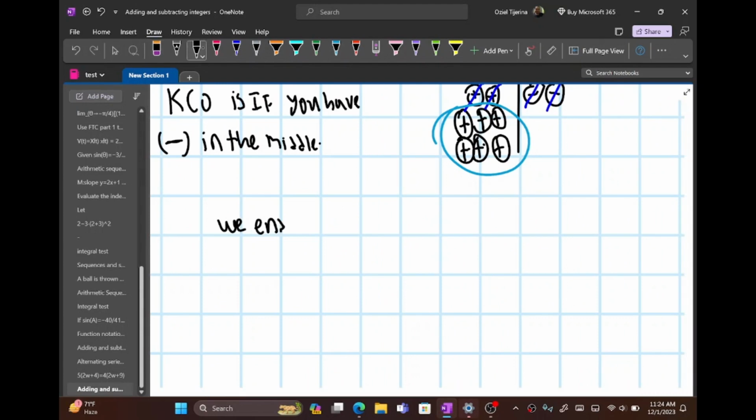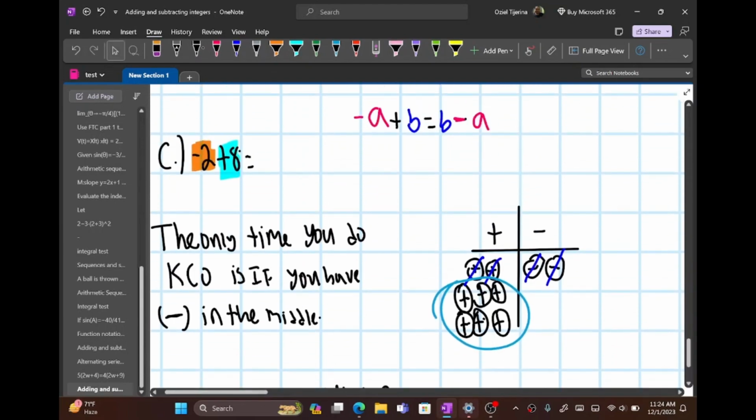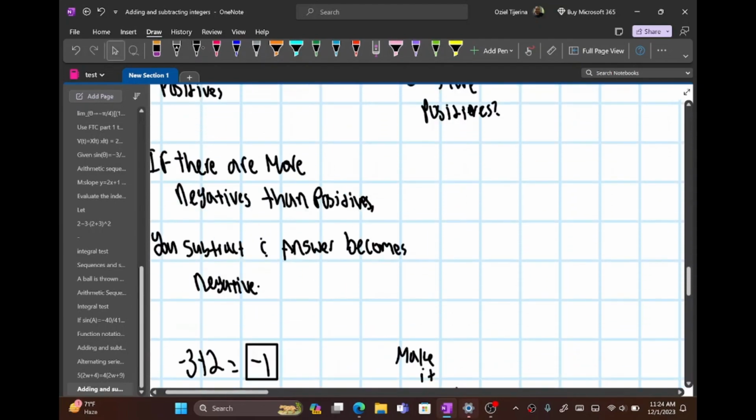We end up with 6 positives. Thus, negative 2 plus 8 is positive 6. Okay, guys, that is the third one. We have a few more.